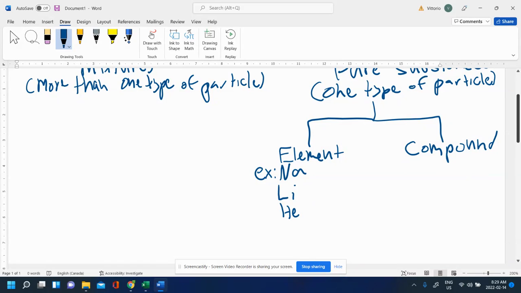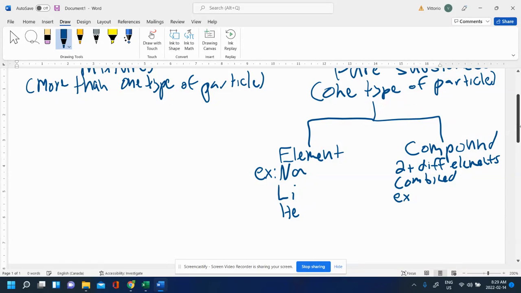A compound, on the other hand, is two or more different elements chemically combined, meaning they become one. Even though there's different elements in there, you might think, oh, isn't that a mixture? No, they've actually connected together chemically, so they've become one type of particle.